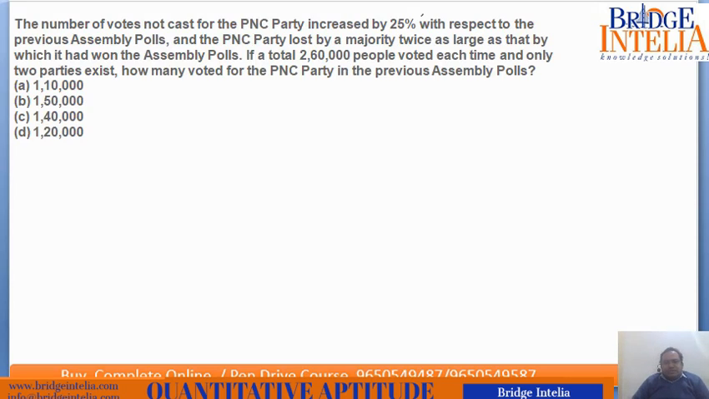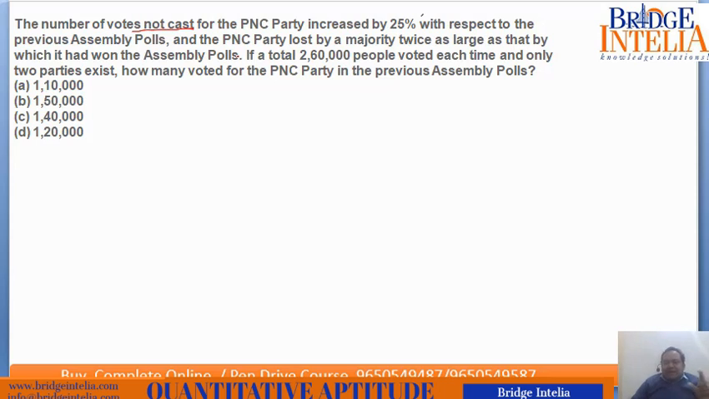Now let's have a look at this question. The number of votes not cast for the PNC party, please remember this, increased by 25% with respect to the previous assembly polls, and the PNC party lost by a majority twice as large as that by which it had won the assembly polls.